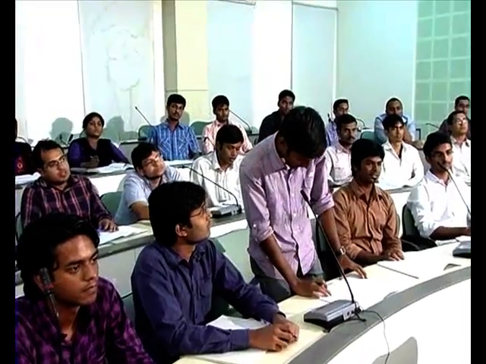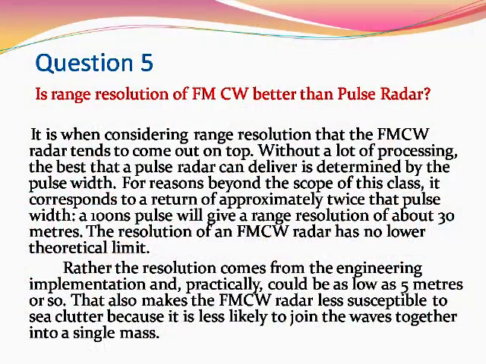Sir, is range resolution of FMCW better than pulse radar? It is when considering range resolution that the FMCW radar tends to come out on top. Without a lot of processing, the best that a pulse radar can deliver is determined by the pulse width. For reasons beyond the scope of this class, it corresponds to a return of approximately twice that pulse width. That means a 100 nanosecond pulse will give a range resolution of about 30 meters.